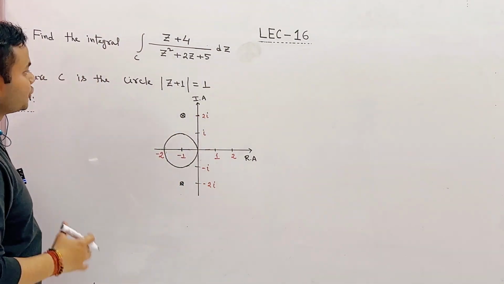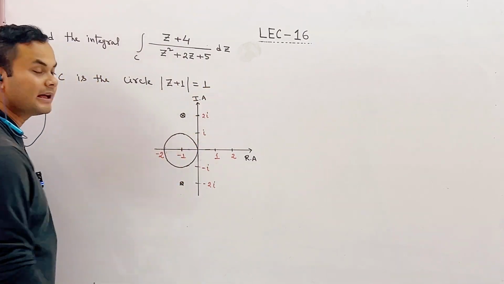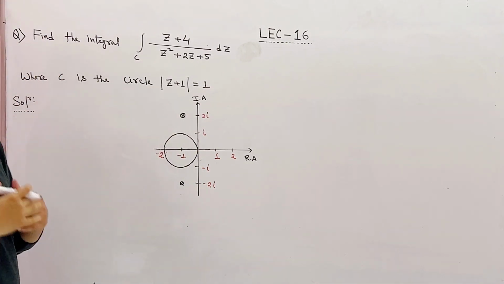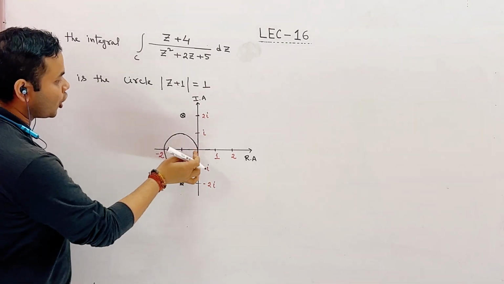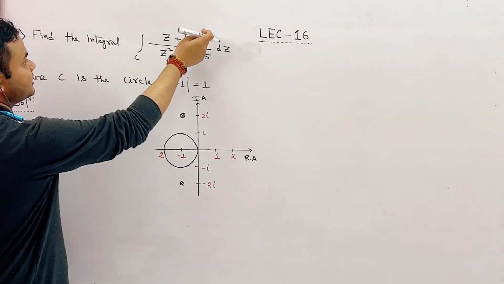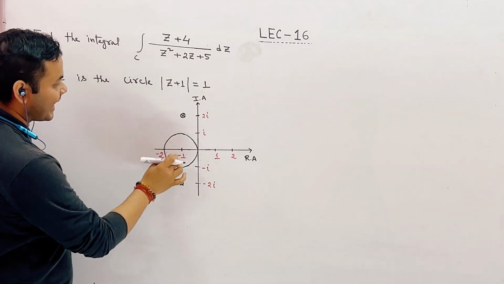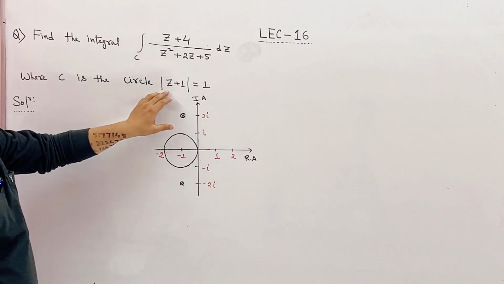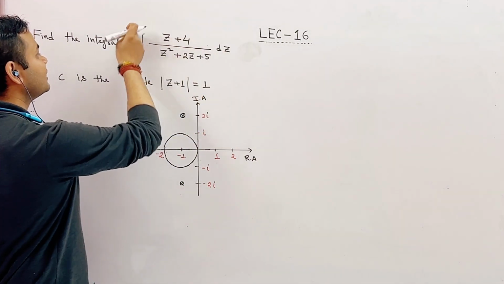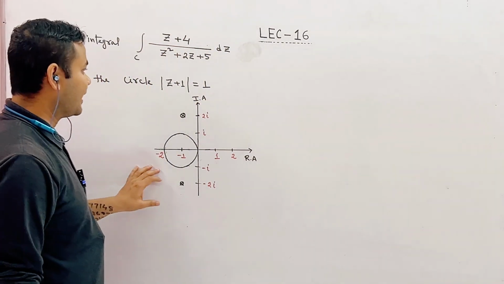Now, let us draw the given circle whose radius is 1 and center is at -1. After drawing this circle, we have seen that there is no singular point inside or on the given circle. In other words, we can say that this function f of z is analytic at all points inside and on the given circle modulus of z plus 1 equal to 1. So, therefore, by Cauchy's integral theorem, the value of this integral is 0. Now, let me write these points.